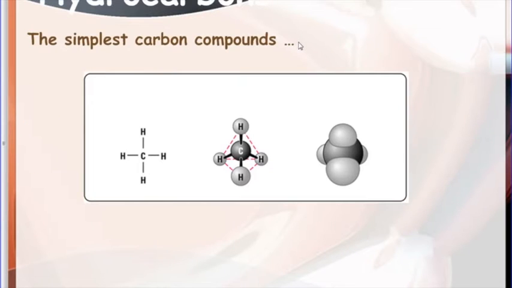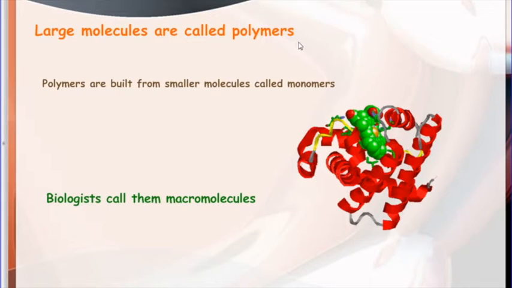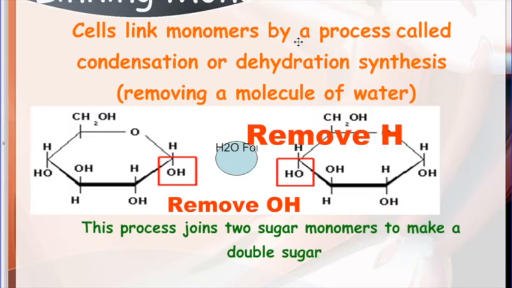The simplest carbon compounds are called hydrocarbons, with only hydrogen and carbon. Hydrocarbons are used as fuels like petrol, and they are also used to fuel living organisms as a source of energy. So fat is also a hydrocarbon. Large molecules are called polymers, which are built from smaller monomers. Biologists call them macromolecules.